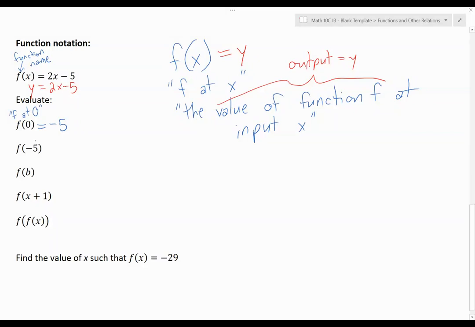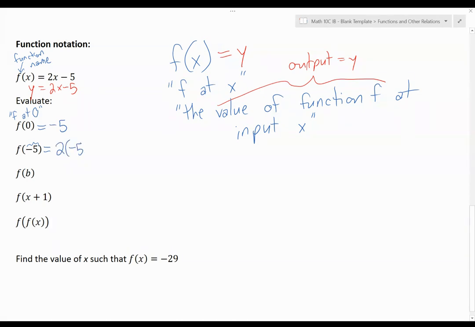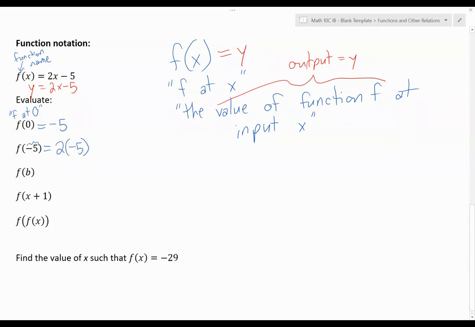So whatever is in the brackets, that is my input. If the input is negative 5, 2 times negative 5 is negative 10, minus 5 is negative 15. In other words, the calculation I'm doing is replacing the x with negative 5, which means f at negative 5 is negative 15. This allows me to change my input variable as well. So in lieu of an x, what if I have a b? Well, then that's just a new function, a function with a different input variable, 2b minus 5.